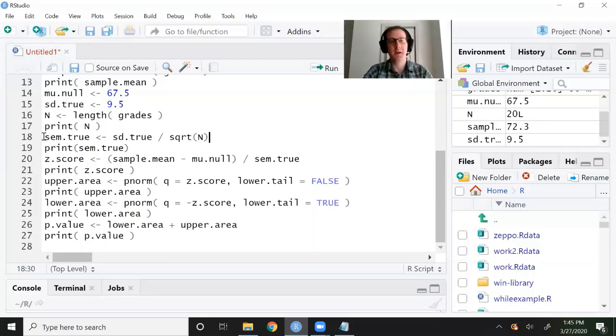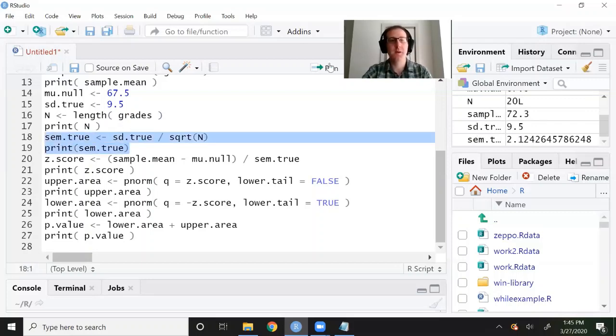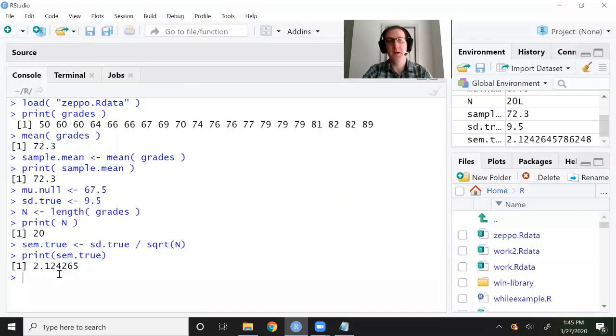And so the idea is if you took random samples of 20 from that population where the mean is 67.5 and the standard deviation is 9.5, how much variability would there be in the means for that population? So we'll calculate this out, and then what we're going to do is use that value. So you're seeing that the standard error of the mean is 2.124265, so a little bit higher than 2.